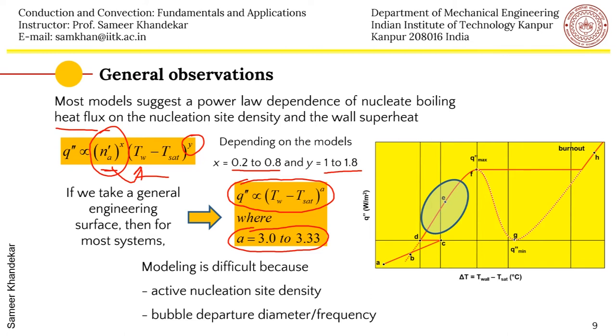Now, in terms of mathematical modeling from first principles, the active nucleation site density is a function of the controlling parameter, which is Tw. So there is a sort of circular effect, and we cannot count the number of nucleation sites at different regimes of pool boiling. It is also very difficult to calculate the bubble departures or frequencies. Therefore, statistically speaking, we know that Q double dot is proportional to delta T to the power 3 or of that order. But this is just a thumb rule, and fundamental modeling needs some more inputs.